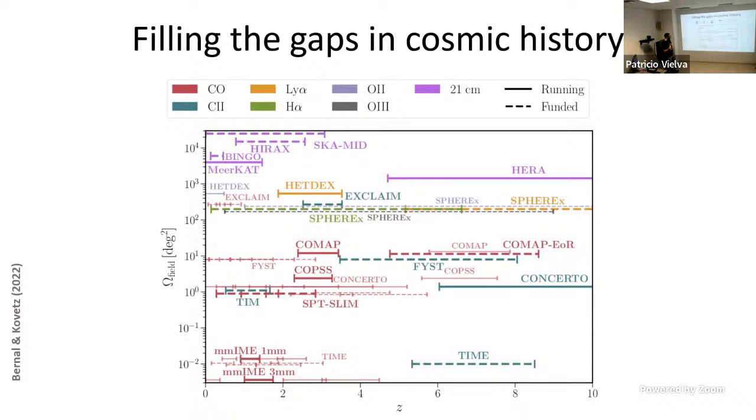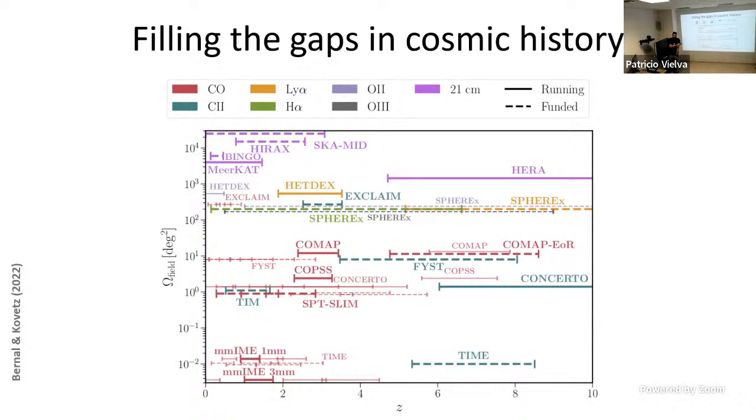Here it is also important to emphasize, if you can see here, all these lines that are related to star formation rate are mostly pathfinder experiments with very small patches of the sky, in contrast to all these in 21 centimeter that are much larger volumes, where MeerKAT and HERA are already observing.